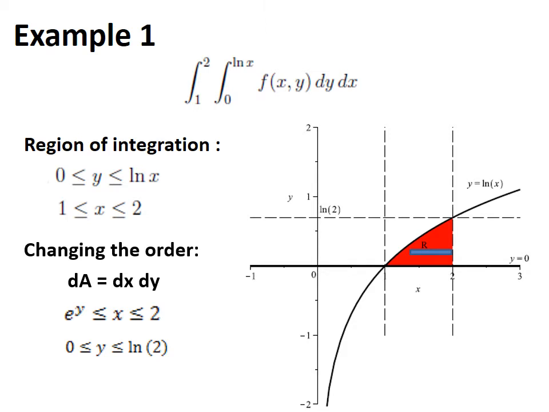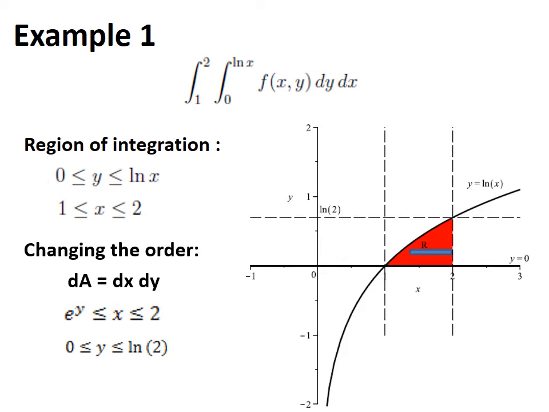Now you have to slide the strip to the bottommost part of the region and fix the value of the second variable y. At the bottommost part of the region, the value of y is 0. If you slide the strip to the topmost end of the region, the value of y is ln 2. That is, the point of intersection of the curve y equal to ln x and x equal to 2 is ln 2. So the upper bound for y is ln 2.